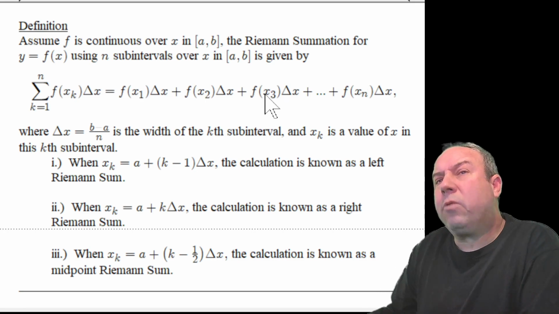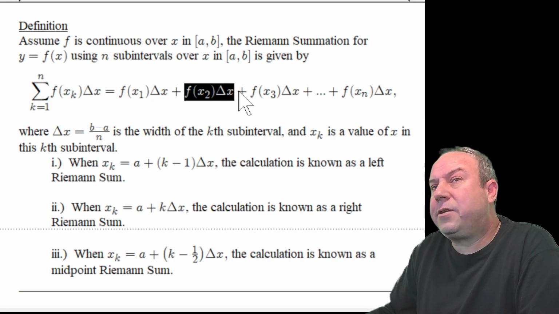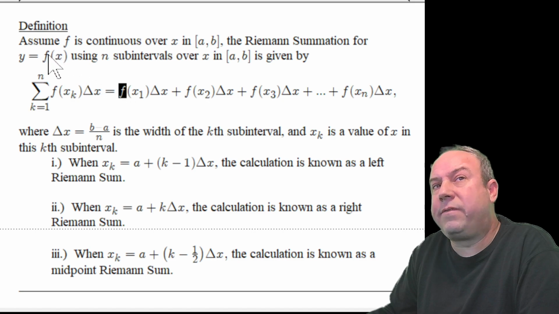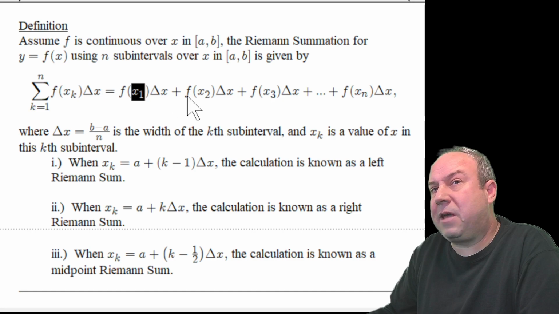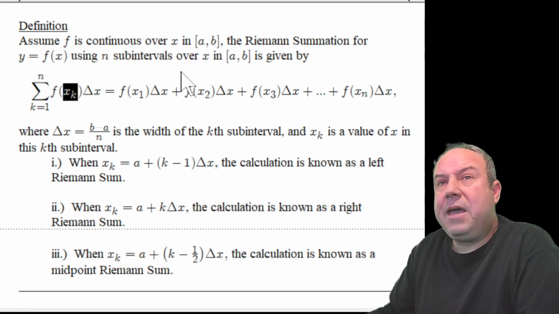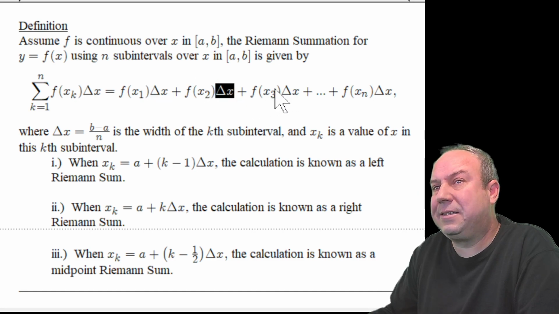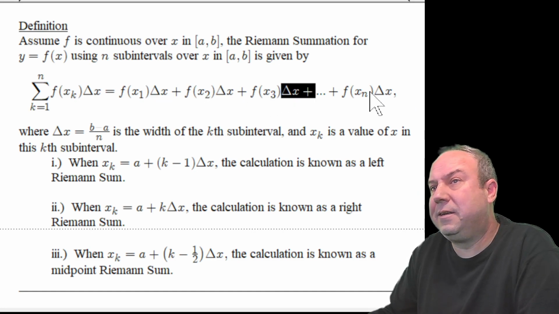All right? Where you see in the summation, right? The terms of this summation are made up of this value of f, the value of our function f, at a value of x that we give a subscript to, x1, x2, x3. That's referred to in general just as x sub k. And this is all multiplied by this quantity referred to as delta x.